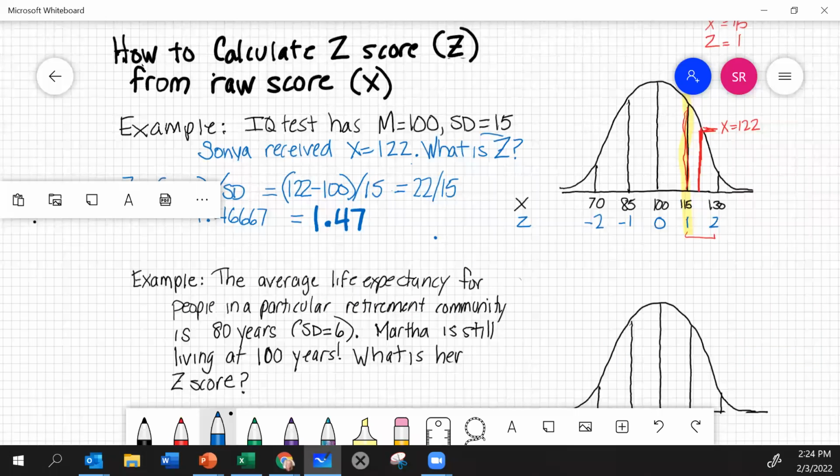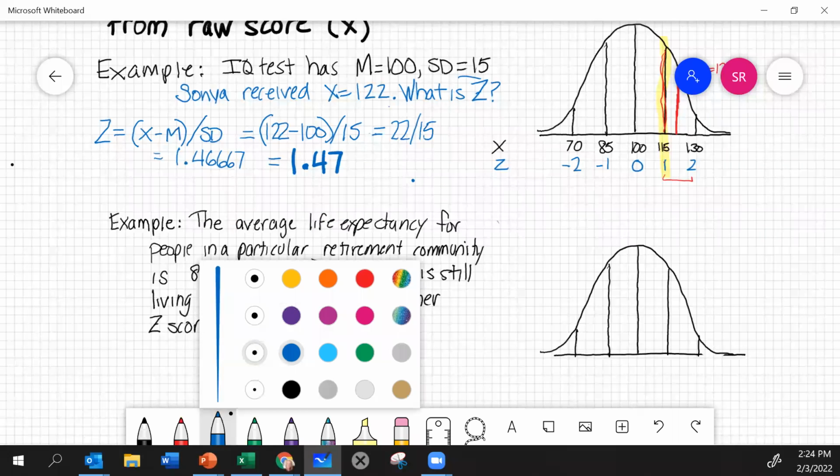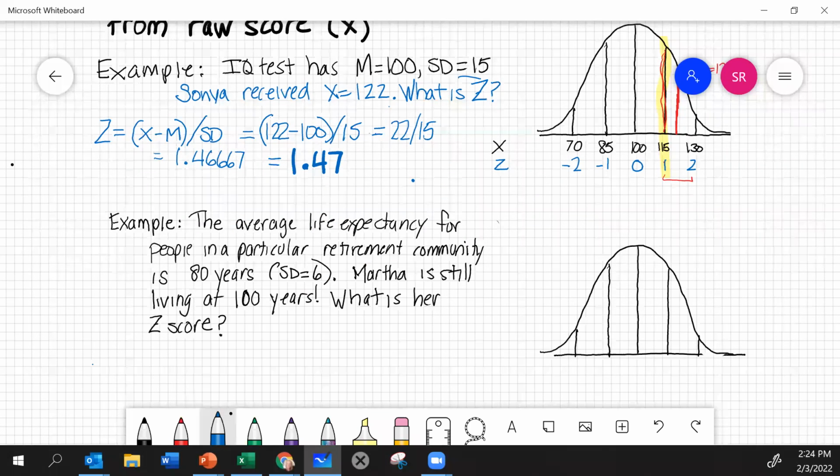Here we have a new chart set up, and we say the average life expectancy for people in a particular retirement community is 80 years with a standard deviation of 6. I'm going to underline these so that they seem very obvious to me when I go back for information. Martha is still living at 100 years. What is her z-score?